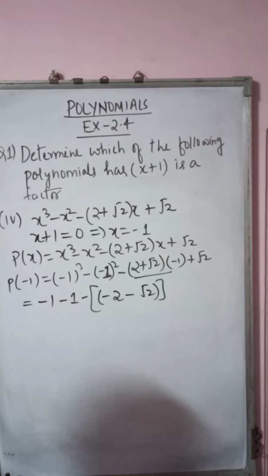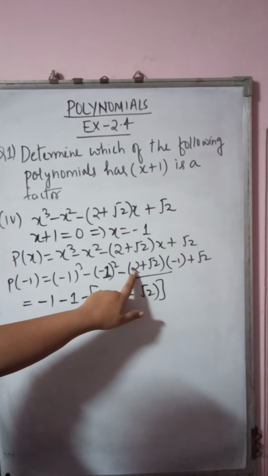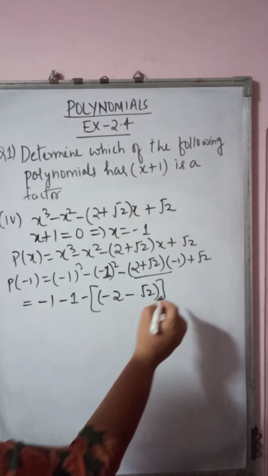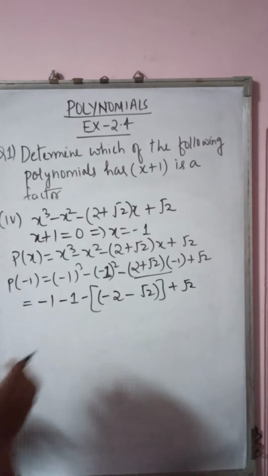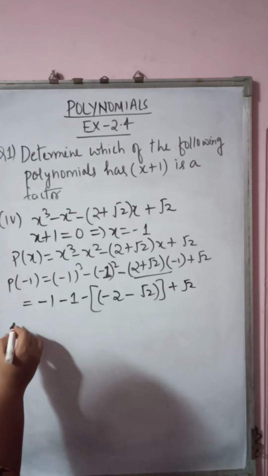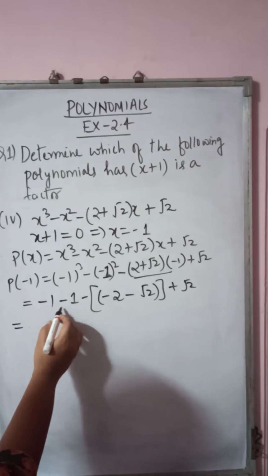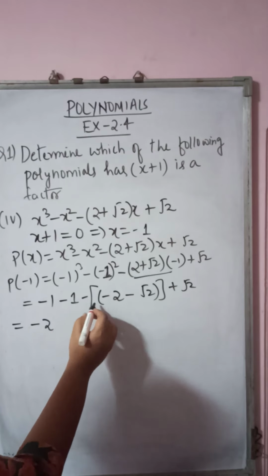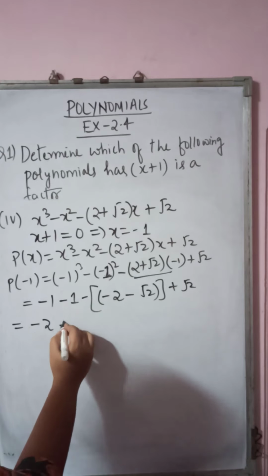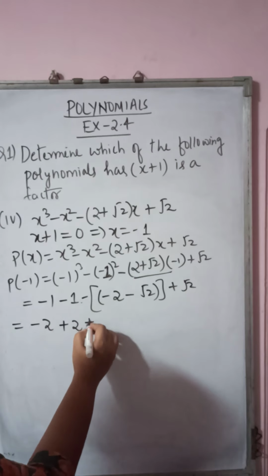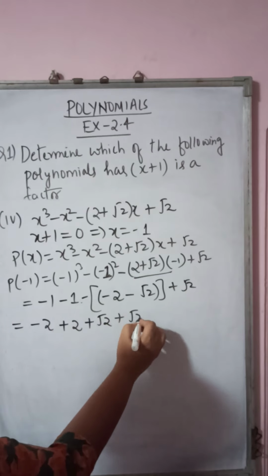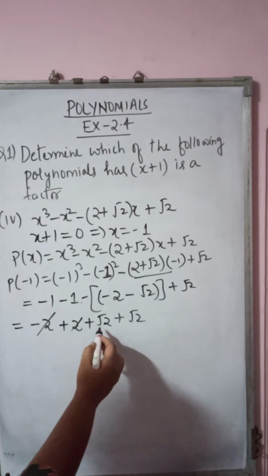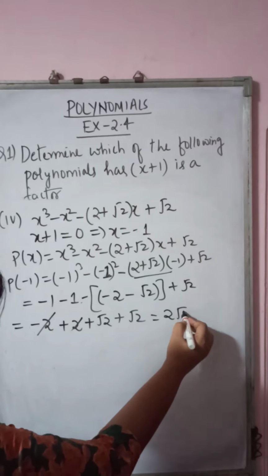So what I have done is I multiplied minus 1 with 2 and then I multiplied minus 1 with root 2 plus root 2. I'll keep it in a bracket and then when I open the bracket, the sign will change. Minus 1 is minus 2. Now you can open the bracket. Minus into minus plus 2, minus into minus plus root 2 plus root 2. So what will you get? Minus 2 plus 2 gets cancelled and root 2 plus root 2 will be equal to 2 root 2.